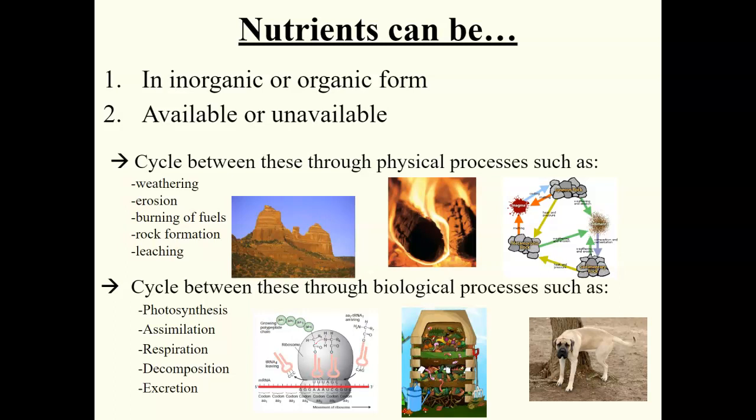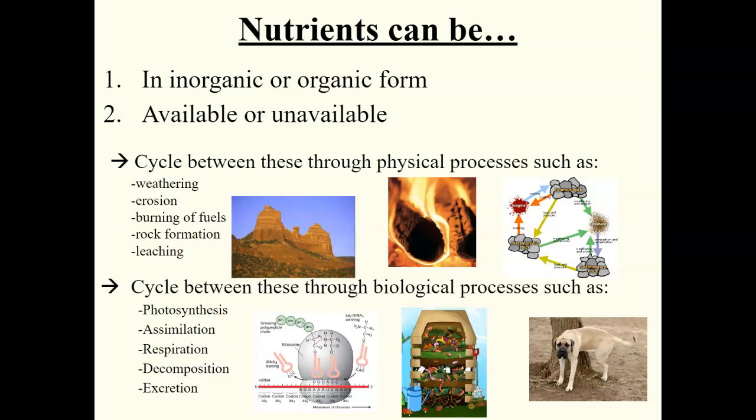Physical processes would include weathering and erosion, where rain or wind can help to loosen up sedimentary rock, releasing nutrients that can go into the soil or waters around it. The burning of fossil fuels is going to release chemicals in the air that can be used as nutrients. Rock formation ties them up, so this is how things can get locked up in rock and become unavailable. And then leaching specifically refers to water, where chemicals can get leached into water, into the soil, and then can make their way into the groundwater.